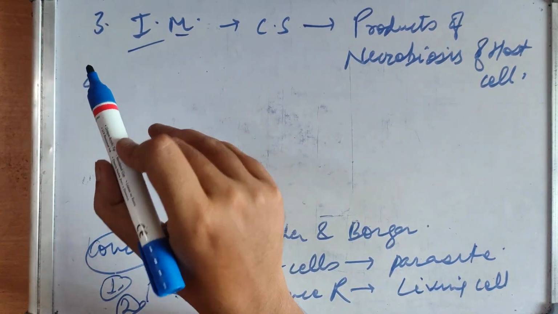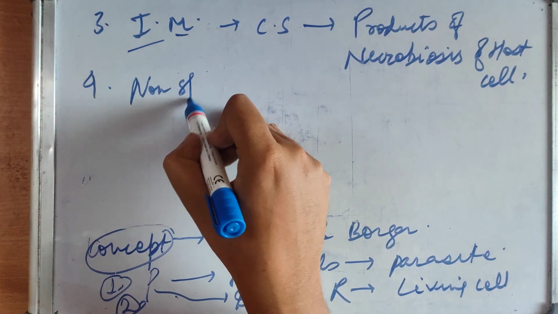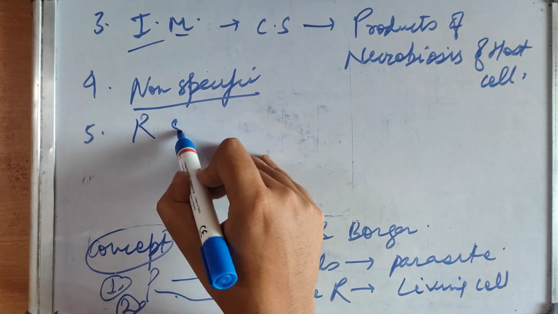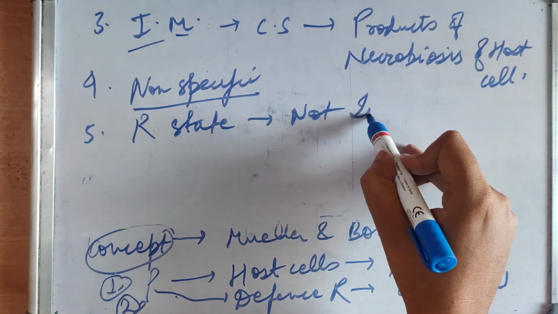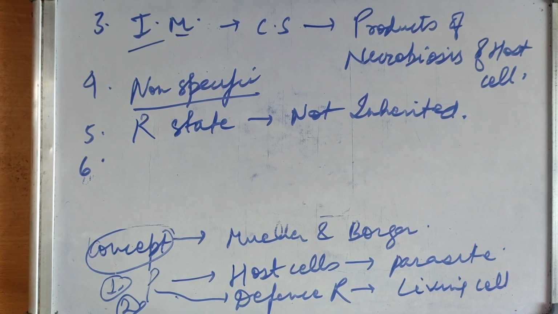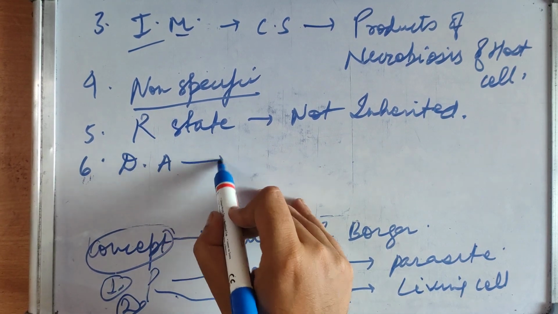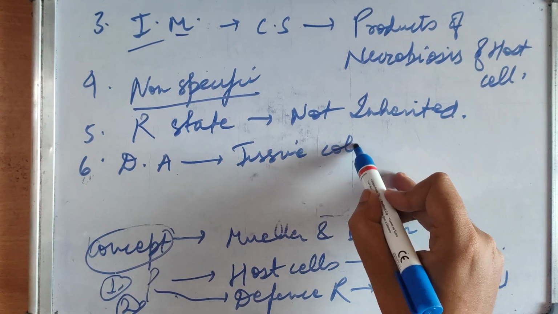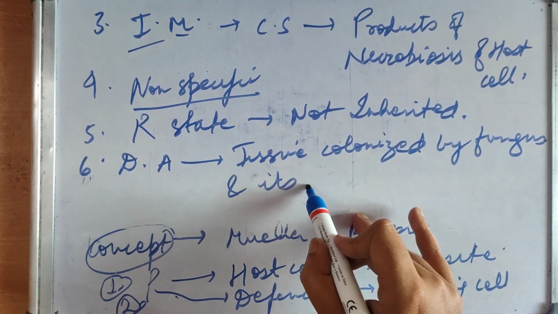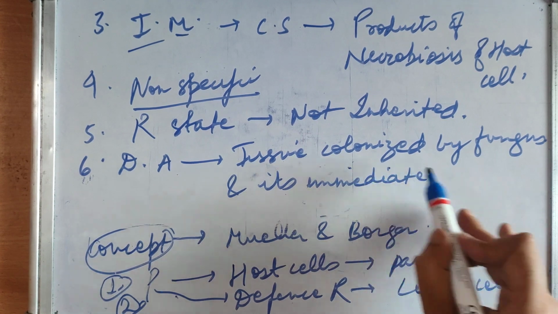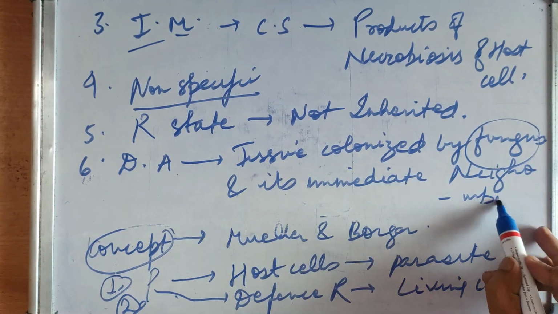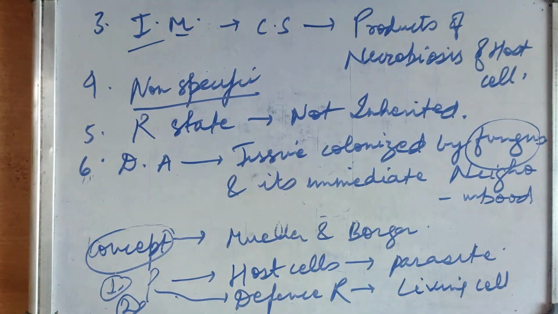Number 4, phytoalexin is non-specific in its toxicity. The resistant state is not inherited. The defense reaction is confined to tissue colonized by fungus and its immediate neighborhood.